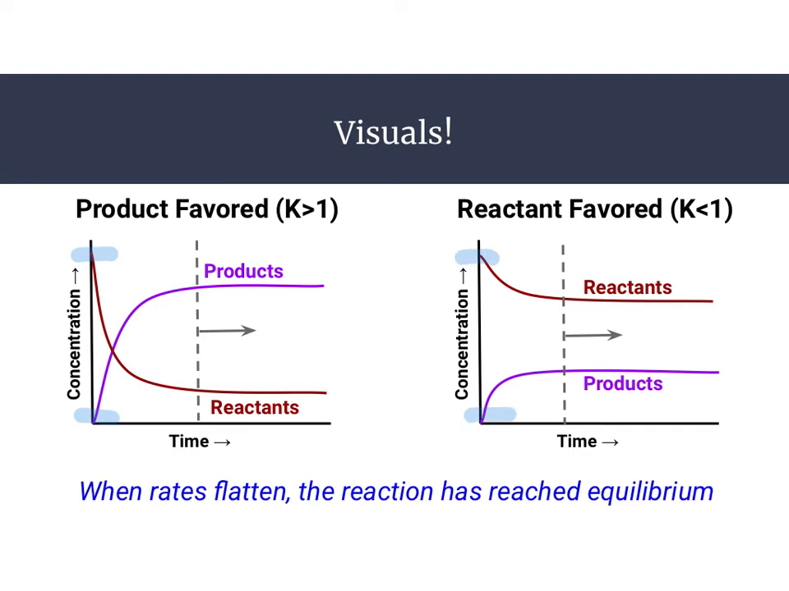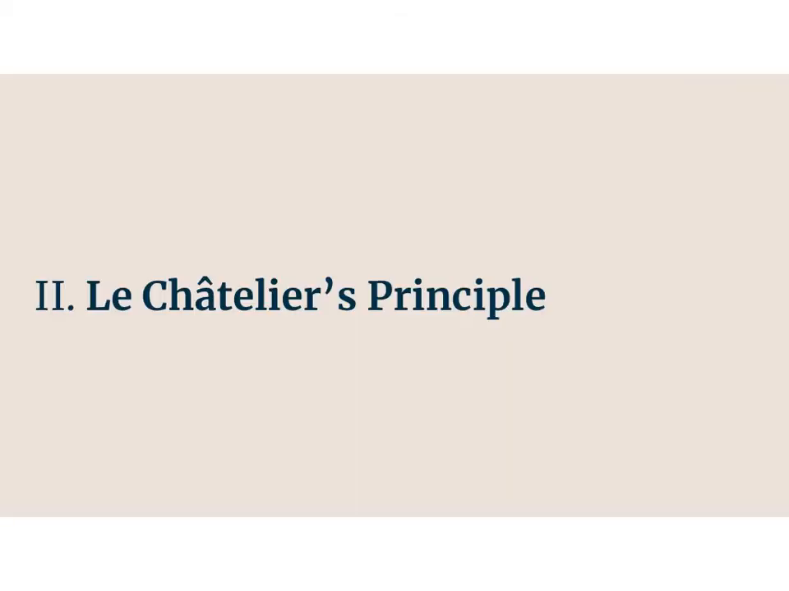But over time, as my reaction reaches equilibrium, it kind of levels out. So something where we have a K that's greater than 1, over time what happens is there's more products than reactants once we've reached equilibrium. Whereas if there's a small k, K is less than 1, once my reaction reaches equilibrium, we have more reactants and fewer products. When my rates flatten, it means that we've reached equilibrium because we're creating reactants and products at the same rate. Those overall amounts are no longer changing.